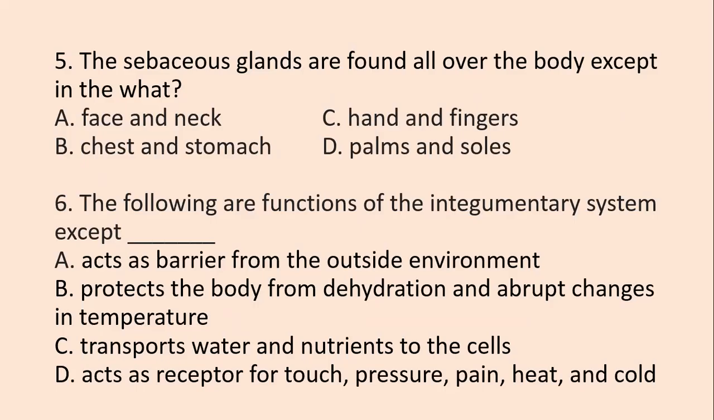5, the sebaceous glands are found all over the body except in what? A, face and neck. B, chest and stomach. C, hands and fingers. D, palms and soles. Number 6, the following are functions of the integumentary system except A, acts as barrier from the outside environment. B, protects the body from dehydration and abrupt changes in temperature. C, transports water and nutrients to the cells. Or D, acts as a receptor for touch, pressure, pain, heat, and cold.